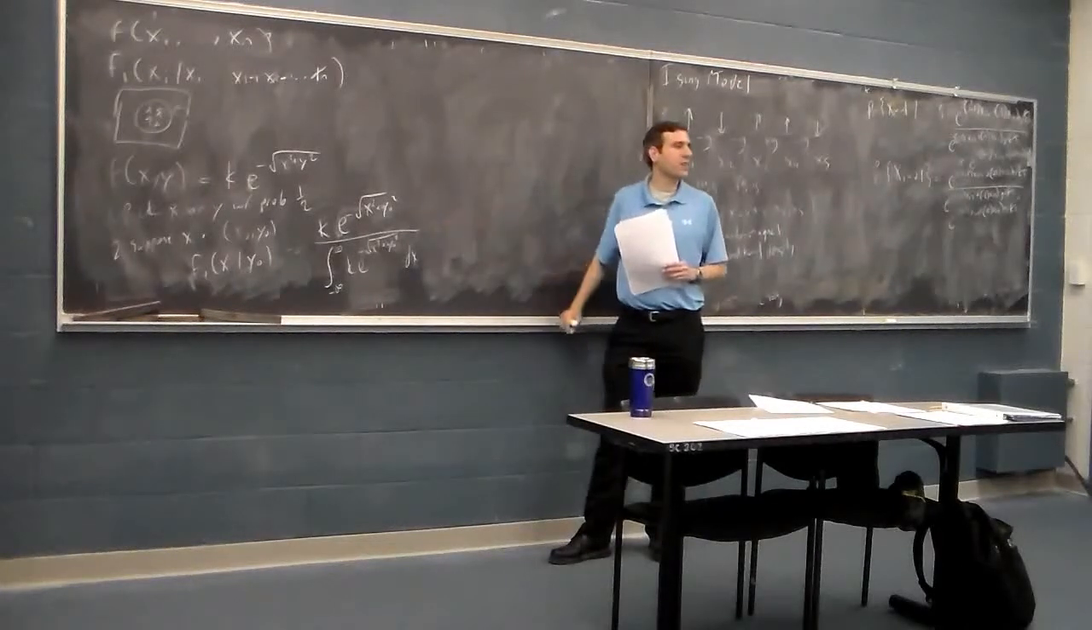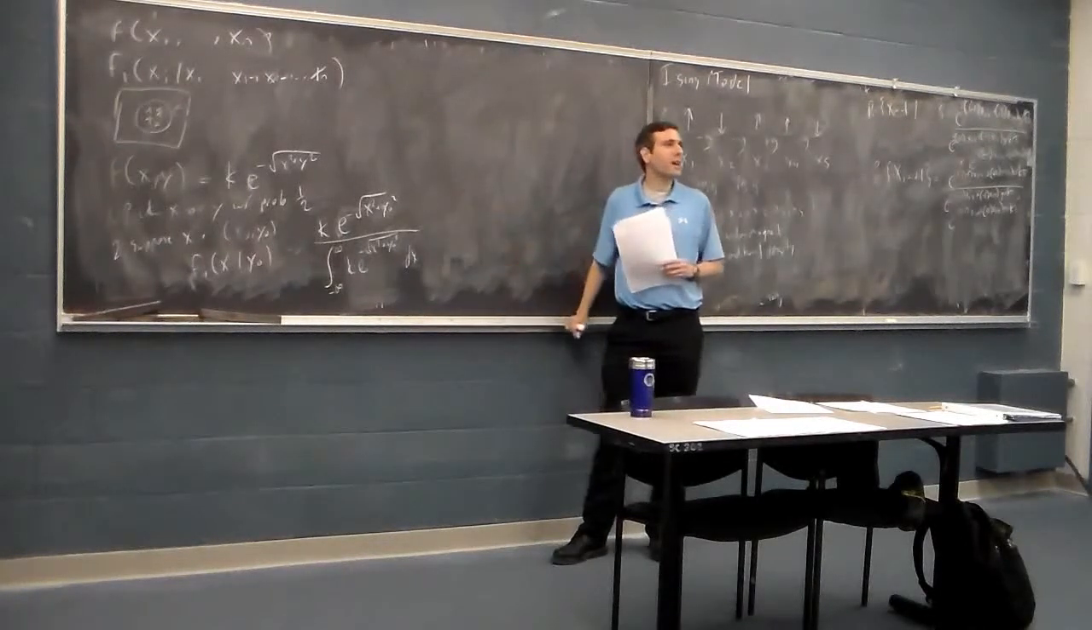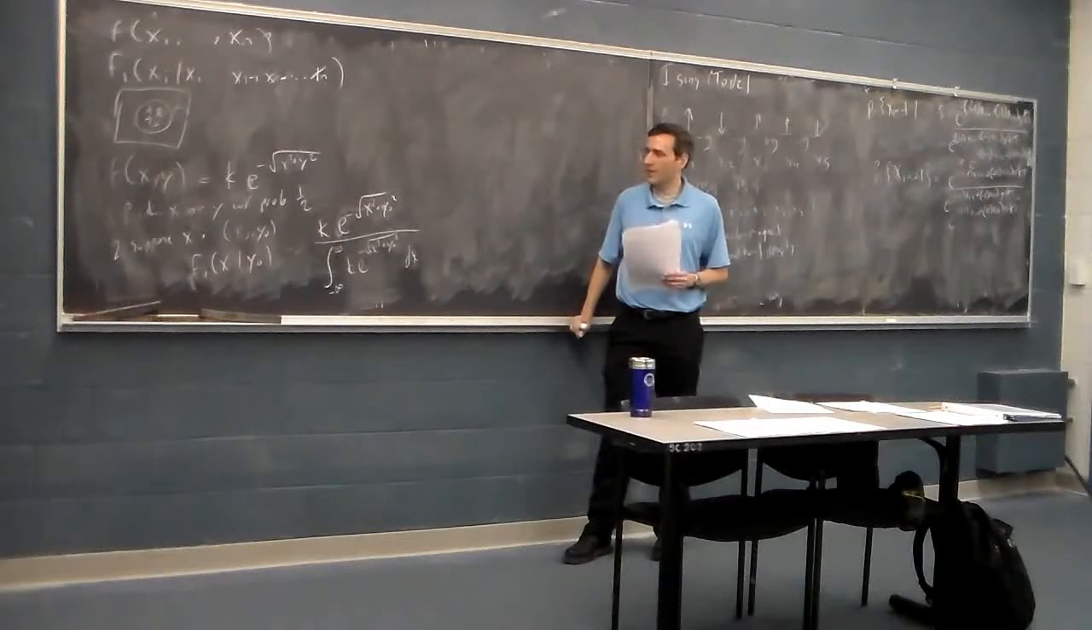How might we sample from this density? Yes, we could use the rejection method or the transformation methods, either of the methods we've seen before for sampling from a single variable density.